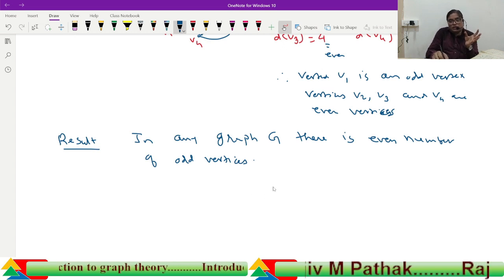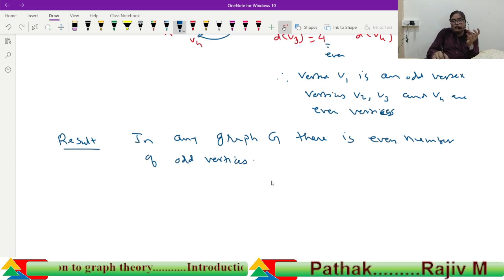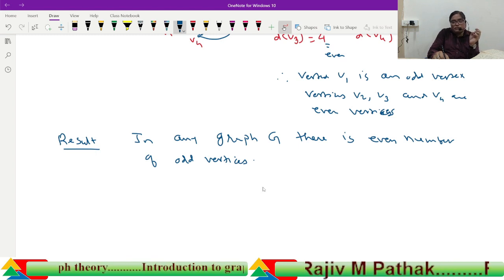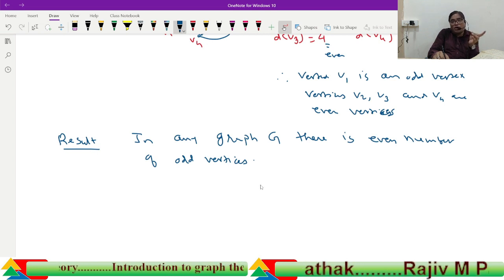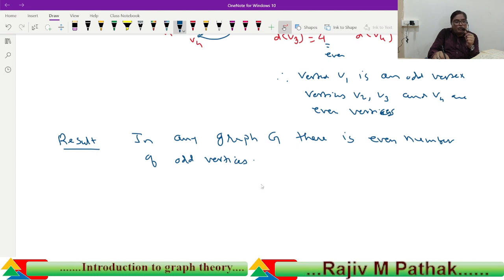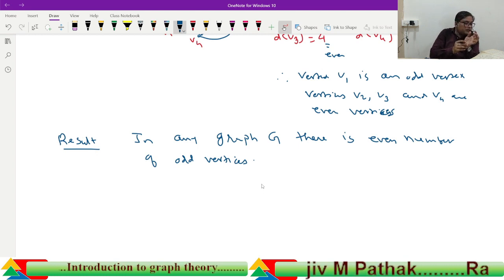So just understand the concept here. What is written is "in any graph G", which means the graph may be simple, a multigraph, or a compound graph. So in any graph, you can take any graph, there is an even number of odd vertices. Is it clear? There is an even number of odd vertices.